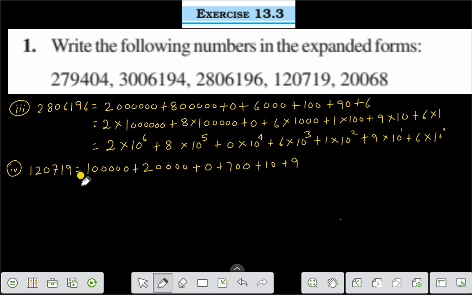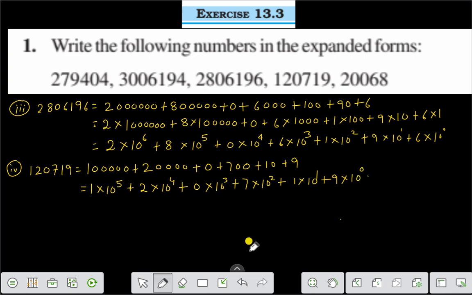Right? It can be written as 1 into 10 to the power 5, plus 2 into 10 to the power 4, plus 0 into 10 to the power 3, plus 7 into 10 to the power 2, plus 1 into 10 to the power 1, plus 9 into 10 to the power 0. Right? In this way you can find the various forms.